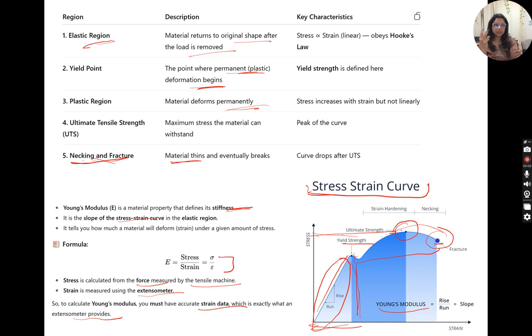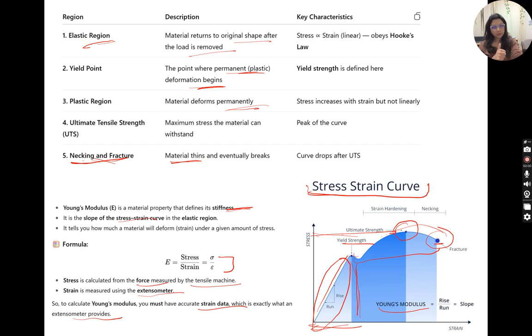It mainly describes three to four things: first is the elastic deformation, and then the yield point. After the yield point is the plastic deformation, where the strain hardening of the polymers happens, and then at a point it starts necking, the thinning of the polymer, and the final point is the fracture, where the ultimate tensile strength comes.